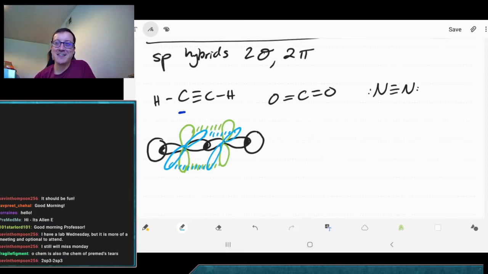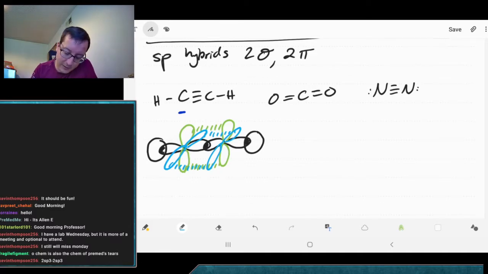So, fun. So we're going to have now one set of p orbitals overlapping vertically, one set of p orbitals overlapping horizontally, and that's going to give us our triple bond there.